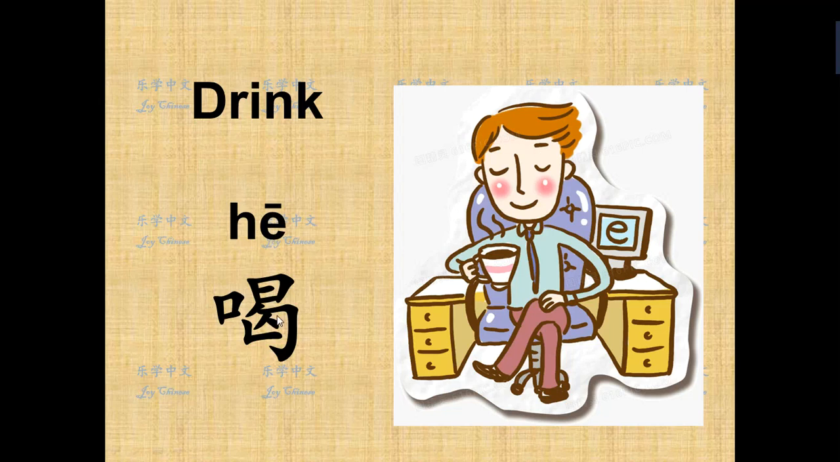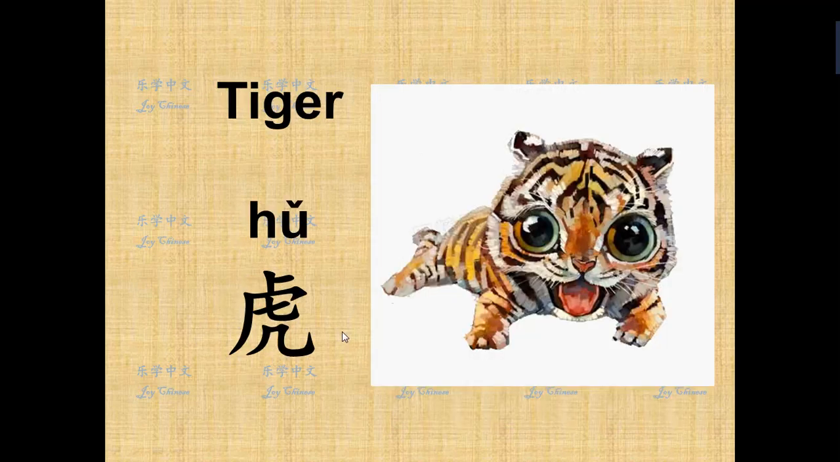This writing is a bit hard. Doesn't really matter, you can learn it later. Actually, it's a combination of different characters. And the next one is tiger. H, U, hu. Third tone. Hu is tiger. Okay, this is all the content for this video.